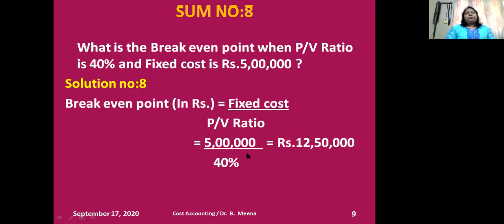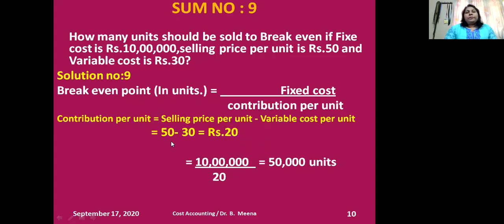Okay. Then what is the break-even point in this problem? What is the break-even point when PV ratio is 40% and fixed cost is 5 lakhs? So whenever we have rupees information and PV ratio value is given, it means we need to calculate the break-even point in rupees. So what is the formula? Fixed cost divided by PV ratio. What is the fixed cost? 5 lakhs. What is my PV ratio? 40%. So 5 lakhs divided by 40%, I'll get rupees 12,50,000 as my break-even point. The next problem.